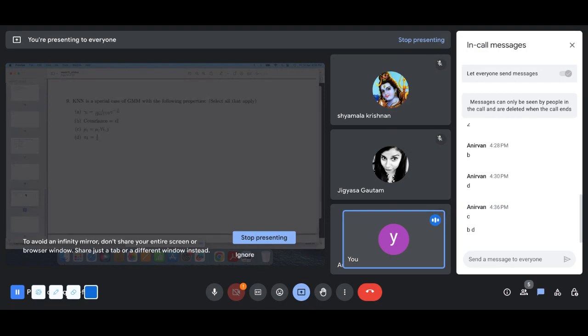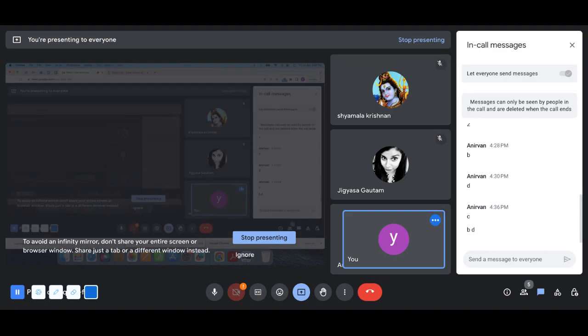So I think that's all I have for today, focusing mostly on the GMMs and their relation to K-means clustering. If you have any queries or questions, you can ask me. I'll try to answer.